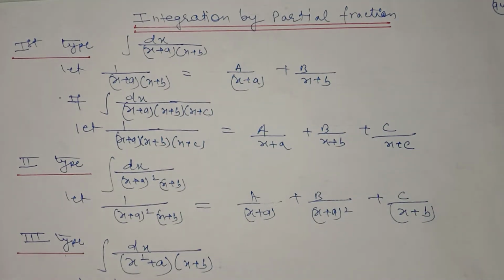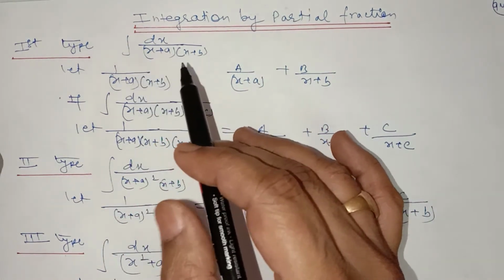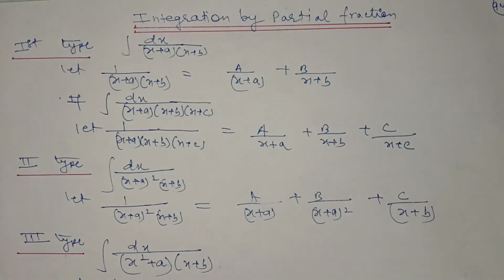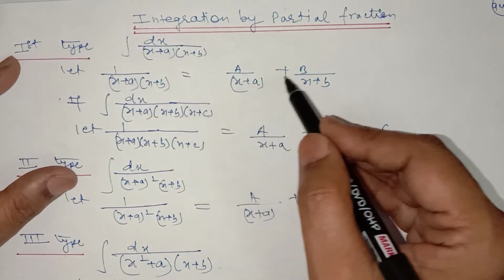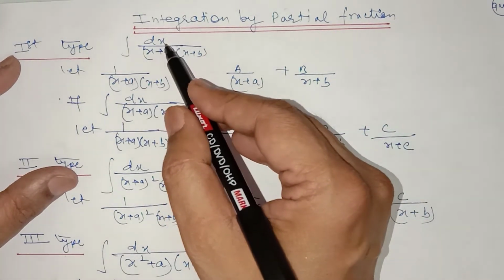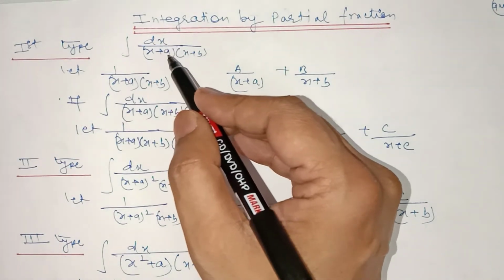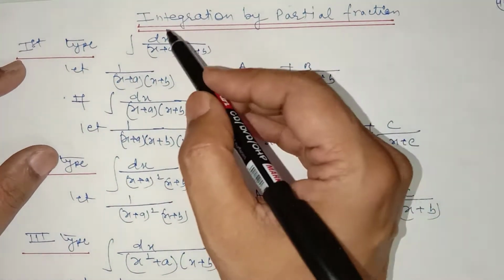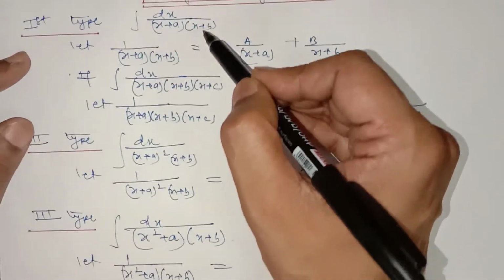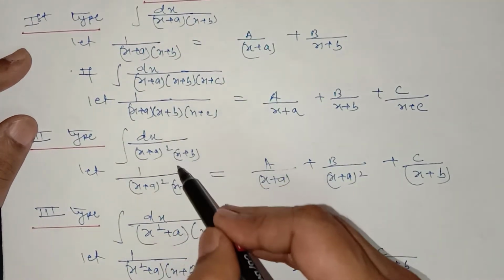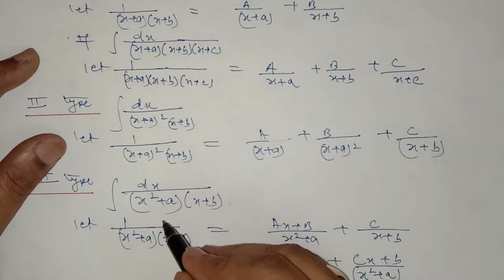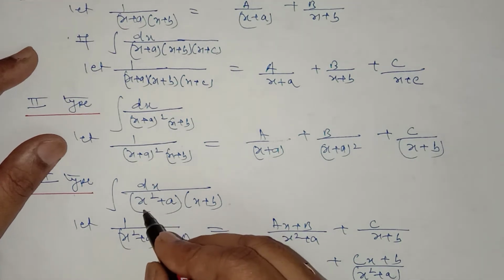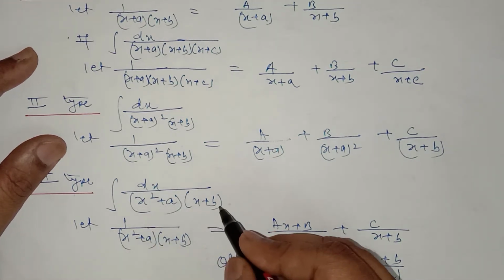Now what is the meaning of partial fraction? Partial fraction means when we have the factors in the integration in the denominator, you have to break it into the plus or minus sign like this. There are 3 types of partial fraction. First is dx upon (x plus a)(x plus b). Second is dx upon (x plus a) whole square (x plus b), that is we have the whole square. And the third type is when in the denominator we have a quadratic polynomial which cannot be factorized, that is x square plus a, or (x square plus a square)(x plus b), like this.